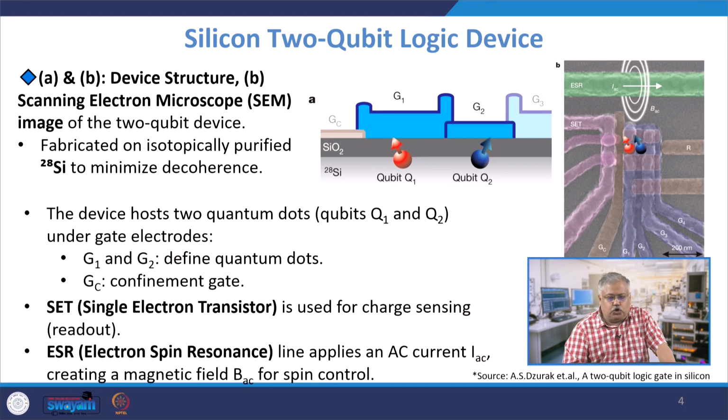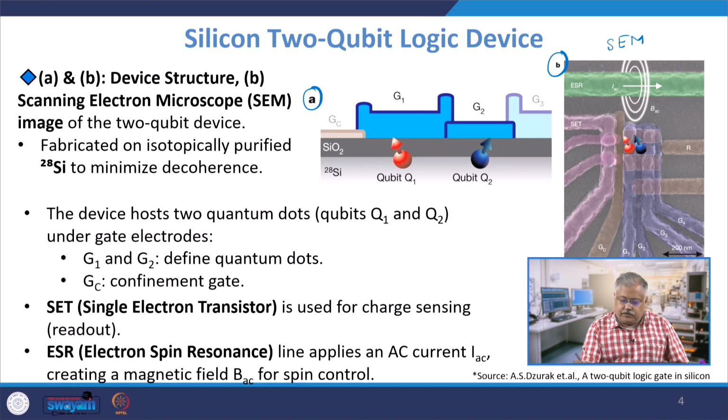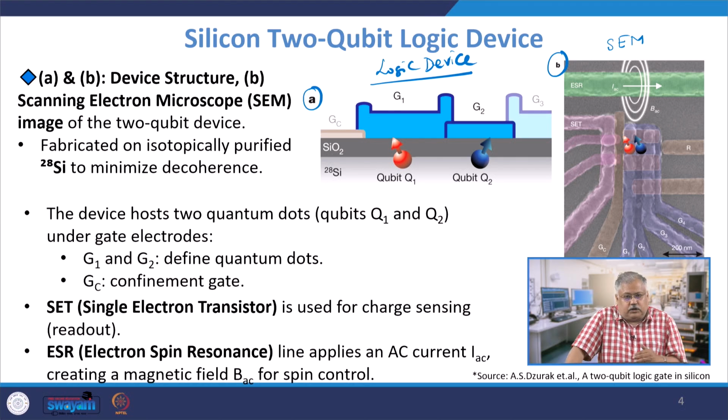Now the diagram which is shown here, this is part A and this is B, right. Part A is basically the device structure of a 2-qubit logic device, and part B is the SEM image. If you see correctly, this is the device structure, and it is basically fabricated on isotopically purified silicon to minimize decoherence. That is very, very important. So the process steps are also very, very stringent in case of a 2-qubit logic device, because any small changes in the lattice will result in decoherence of the qubits.